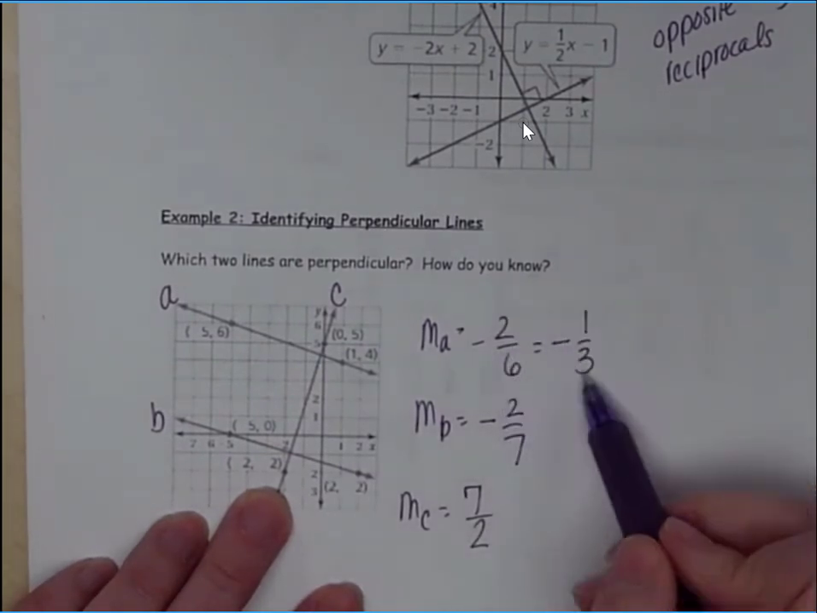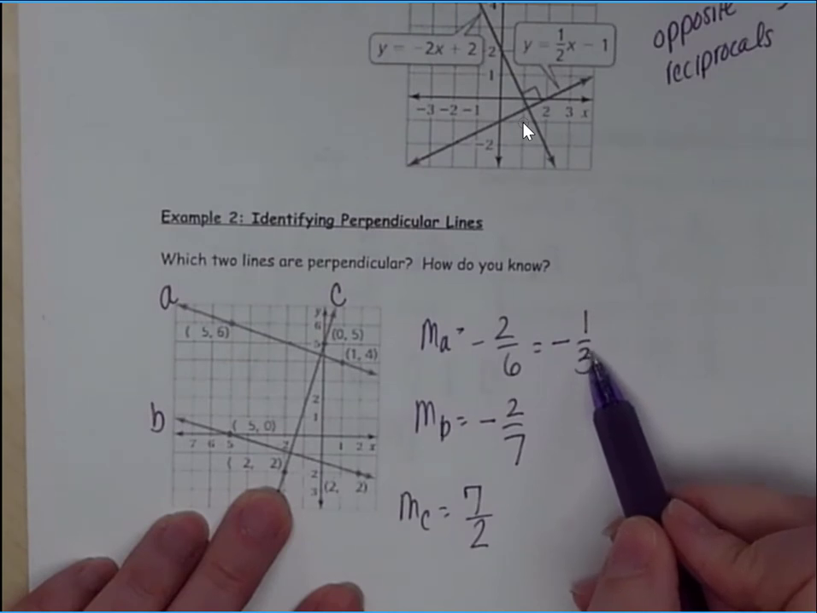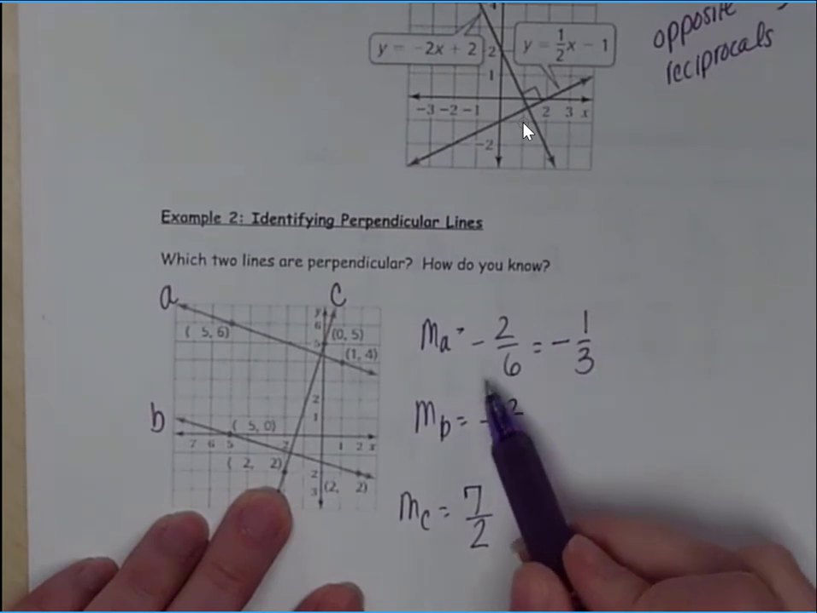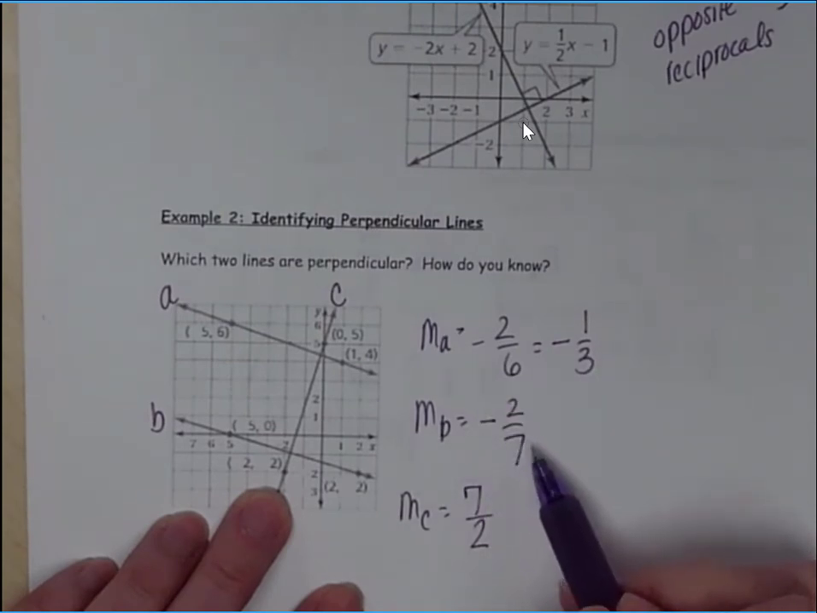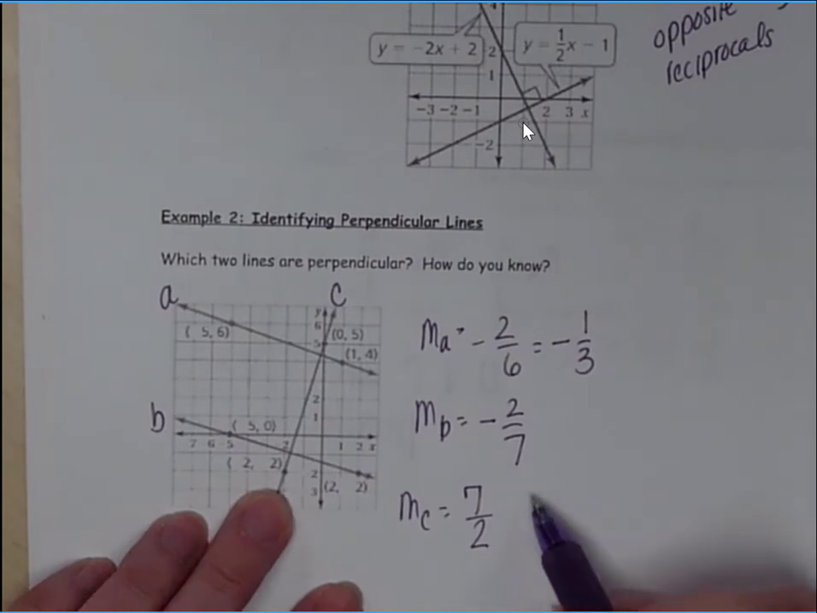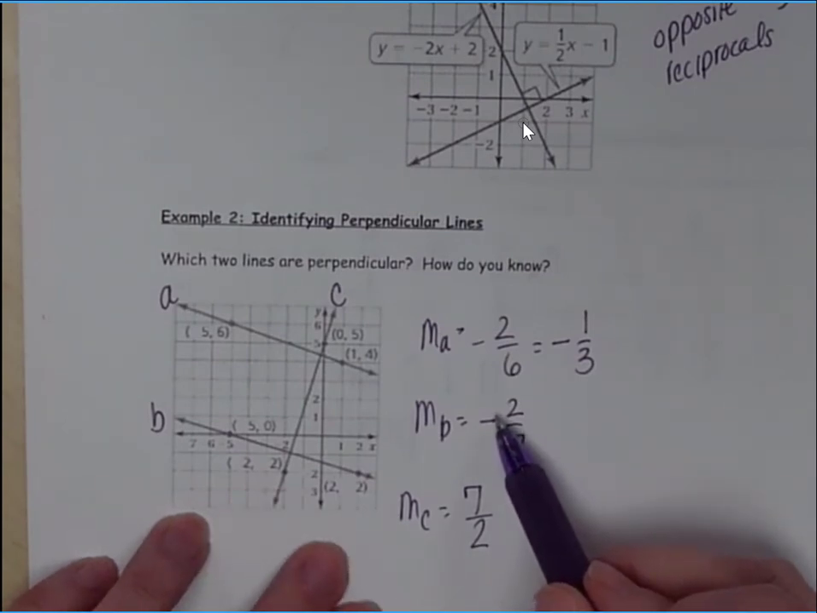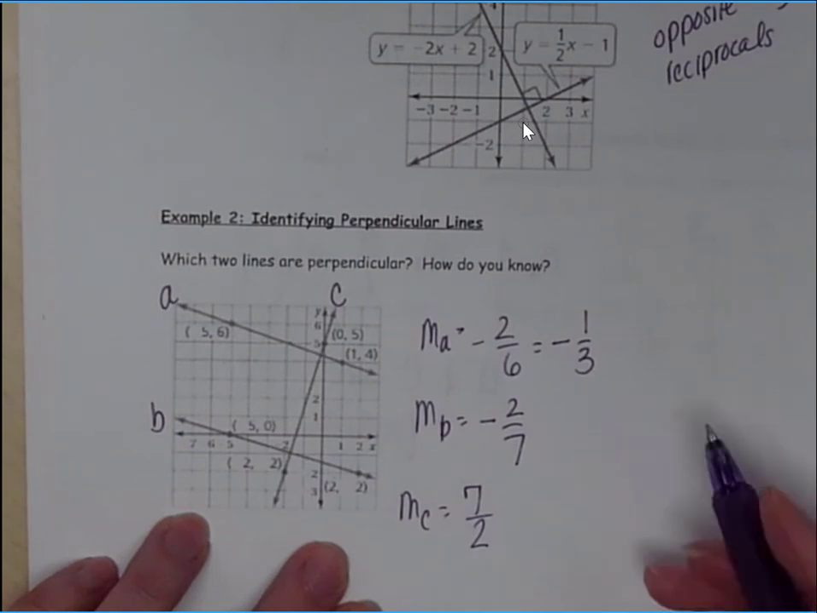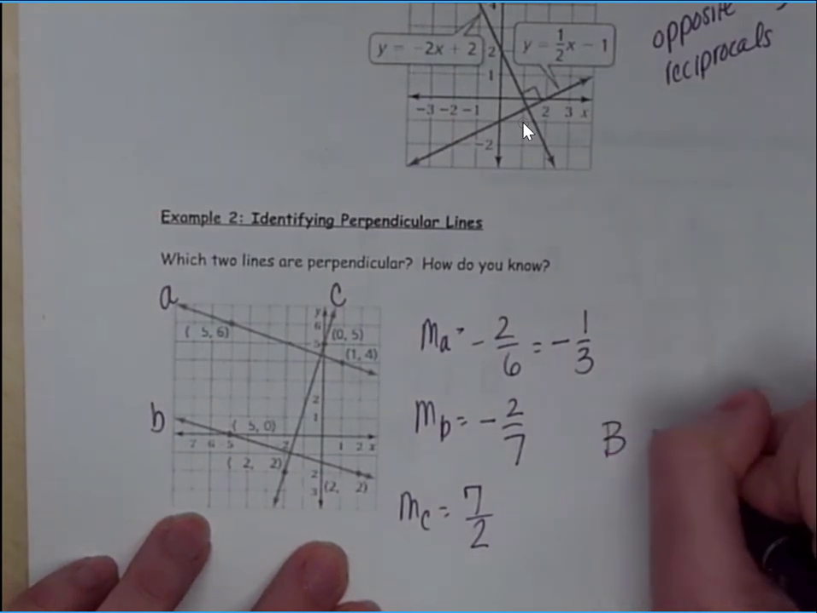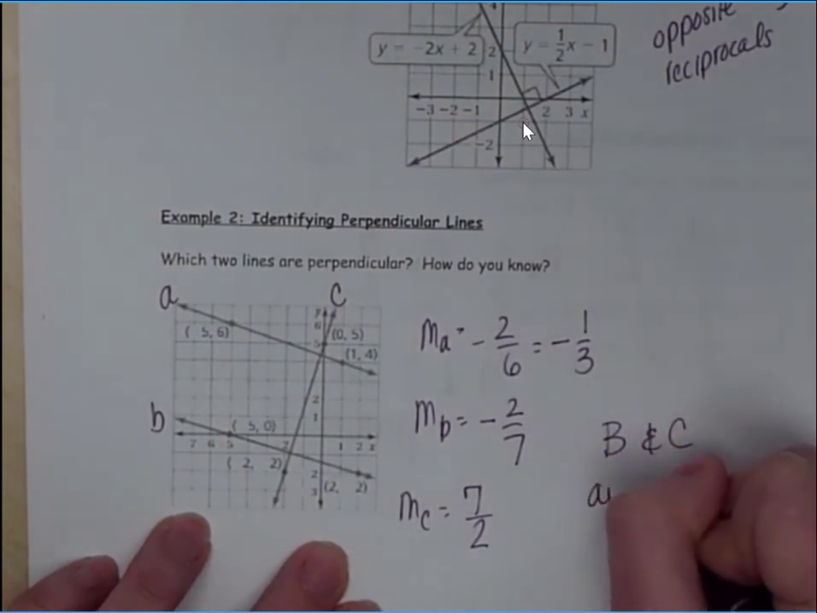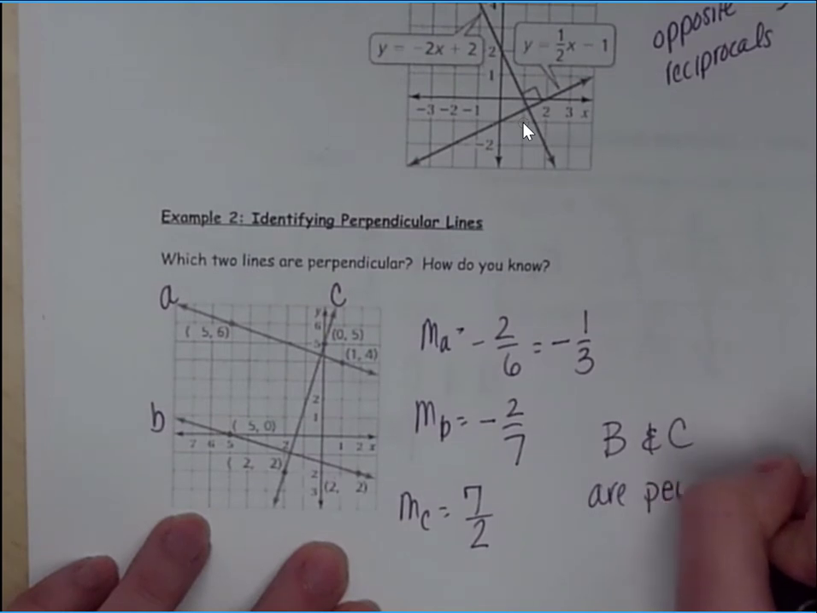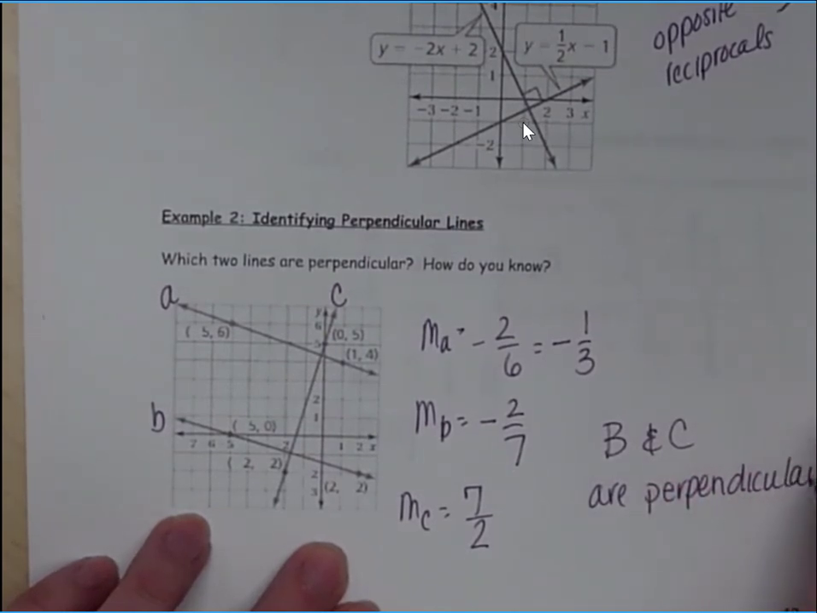So the opposite reciprocal of this one is 3. The opposite reciprocal of this is +7/2, which means B and C are perpendicular. Nice job.